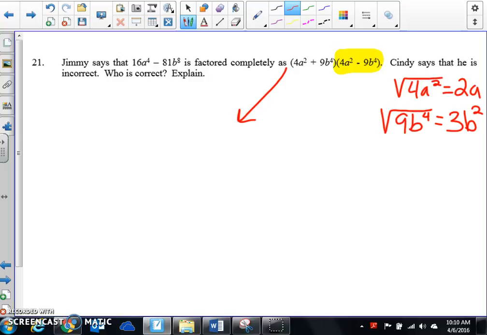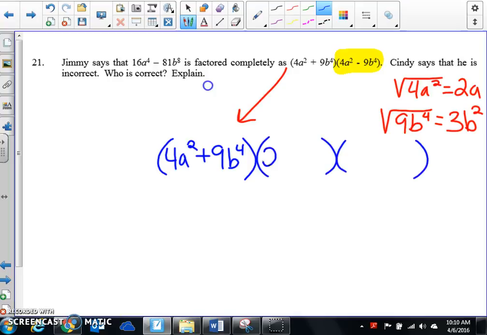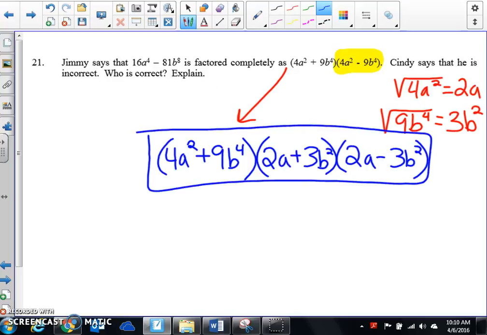Therefore, I can actually factor this further by dropping my 4a squared plus 9b to the 4th. And remember, I can't do difference of perfect squares on that one because that's addition. It has to be difference. It has to be subtraction. And then over here, I would have 2a, 2a, 3b squared, 3b squared, 1's plus, and 1 is minus. That is completely factored.